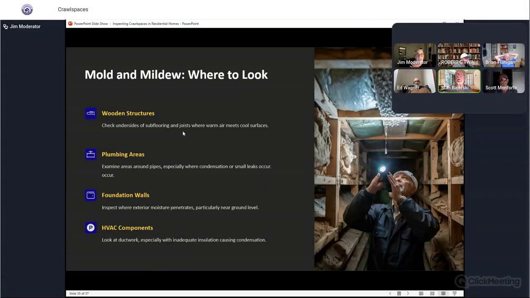I hate the word mold, because we used to say mold without even thinking twice about it, and then all of a sudden, somebody got sued for calling something mold that was not mold, and we have to say an organic growth or a discoloration that may be mold. But I think we all know what we're looking for and how to protect ourselves, just like in any other house, basement or even in the house. That's what you want to look for, and that comes along with the moisture. And moisture in plumbing areas, foundation walls, and HVAC components could generate condensation and moisture as well.